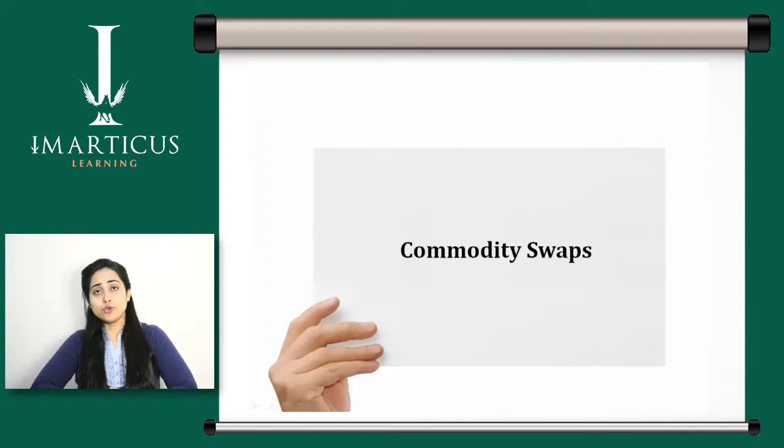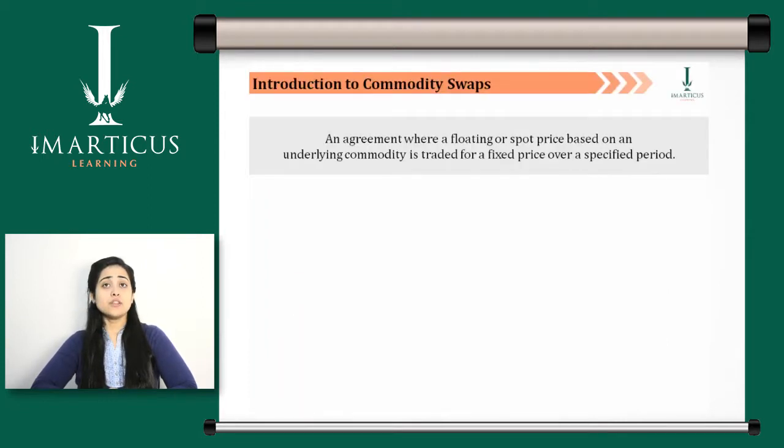Next, we move on to commodity swaps. A commodity swap is an agreement where the floating or spot price, which is also known as market price, based on an underlying commodity, is traded for a fixed price over a specified period.